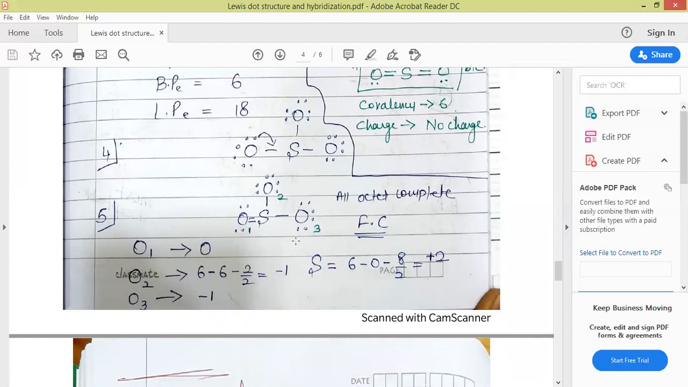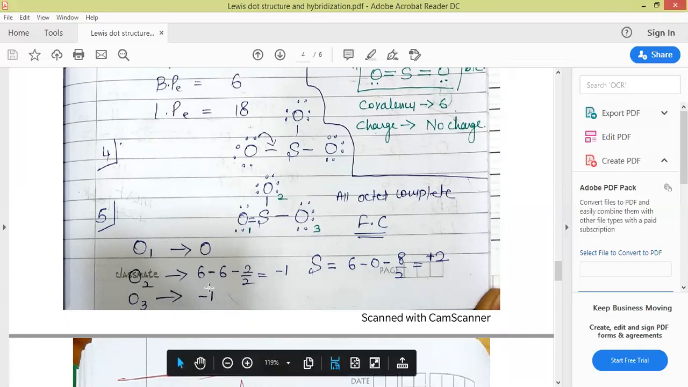As of now, the octet for all the atoms is complete. Oxygen 1, 2 and 3, we have given them numbers. The formal charge on oxygen 1 comes out to be 0. Oxygen 2 comes out to be minus 1. Oxygen 3 comes out to be minus 1. And sulfur comes out to be plus 2, based upon the formula for formal charge.